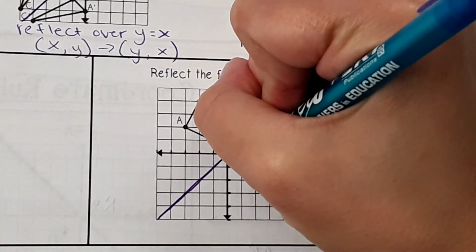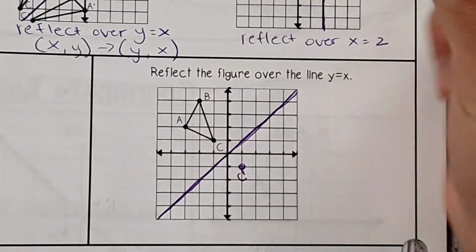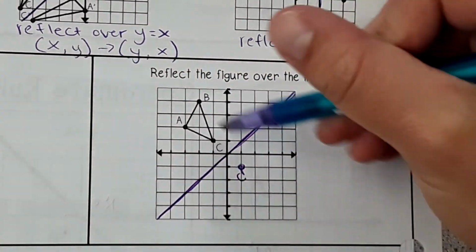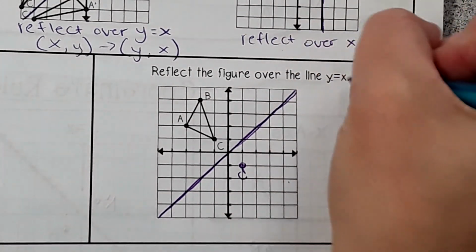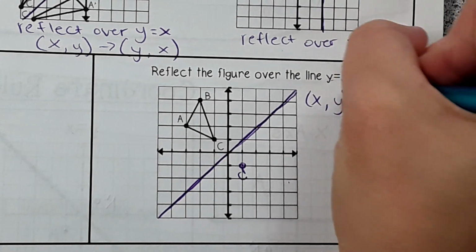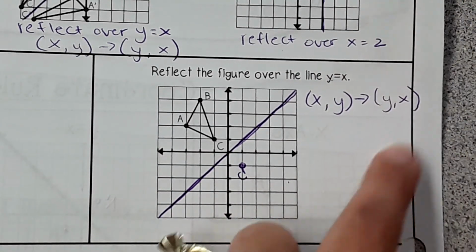Point C, I can see that it would land right here. C prime would be right here. But B and A are a little bit trickier. It's hard to see where that would actually land. So this one is a good example of when we need to use those rules. Remember, for y equals x, we take the coordinates and we flip them to y, x.